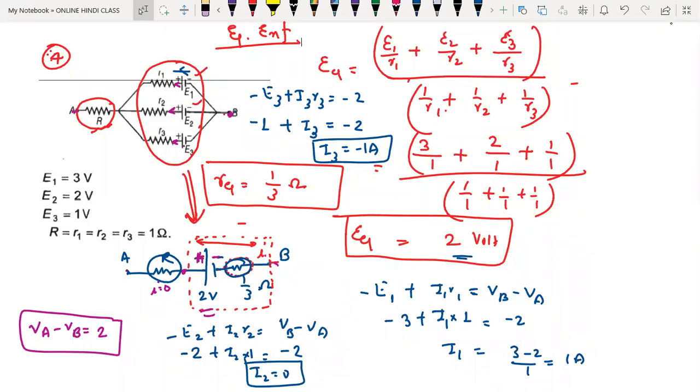Correct? Is it understood? Going. Yes, sir. Beta, is it understood? Yes, sir. You tried these questions before? No, sir, I have to attempt them.